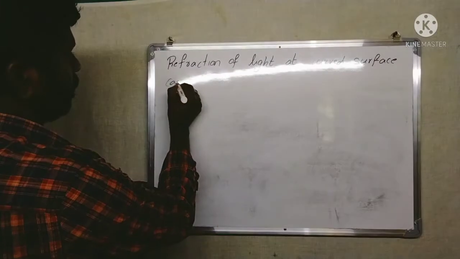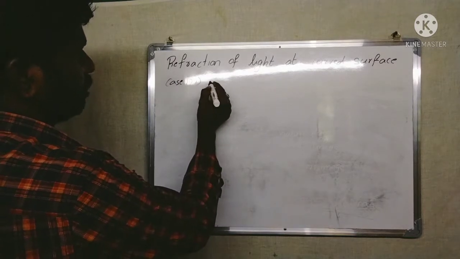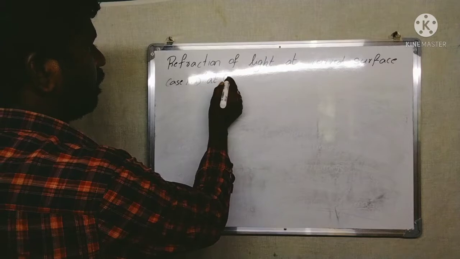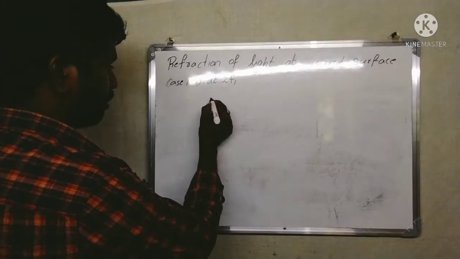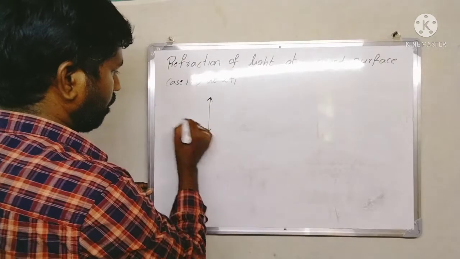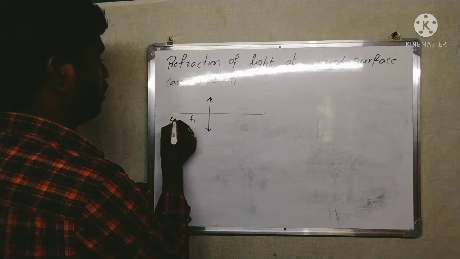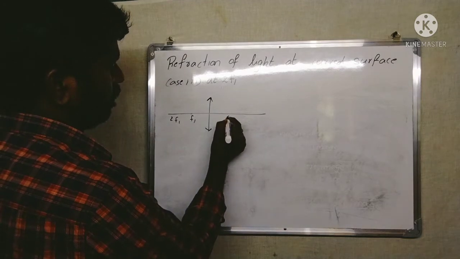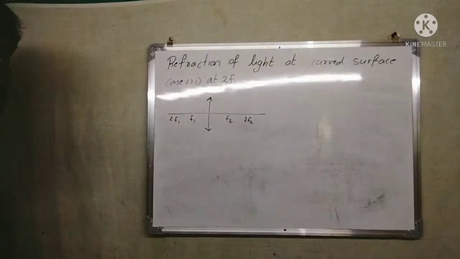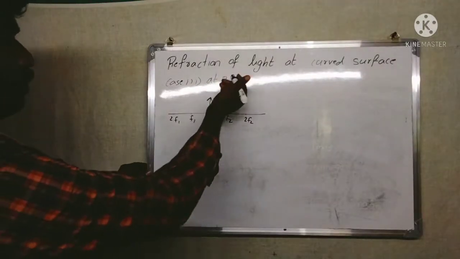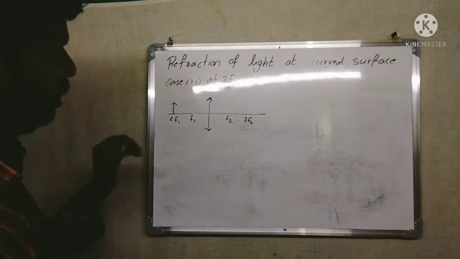Now, case 3. Object at 2F1. F1, 2F1, F2, 2F2. So, we are taking object at 2F1. This is the object.